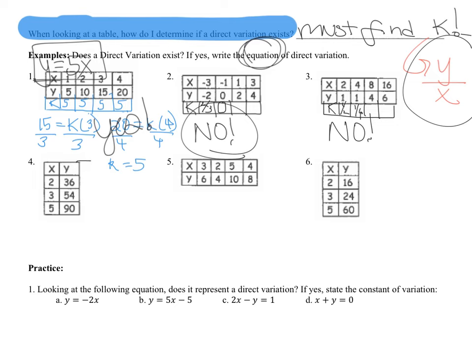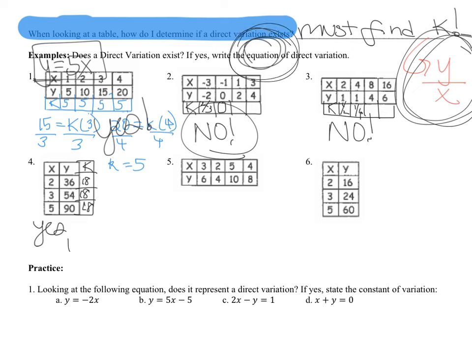Now my table's vertical, and that's all right. So add on. Okay. So how do I find k? Y divided by x. 36 divided by 2, 18. 54 divided by 3, 18. 90 divided by 5, 18. Does a direct variation exist? Yes, because all these values are the same. So now I have to write my equation, y equals k, which is 18x.